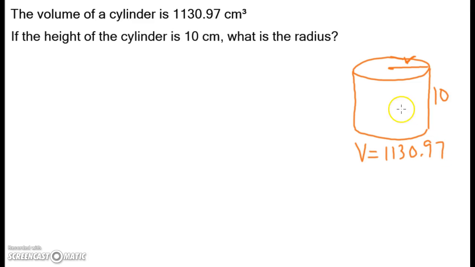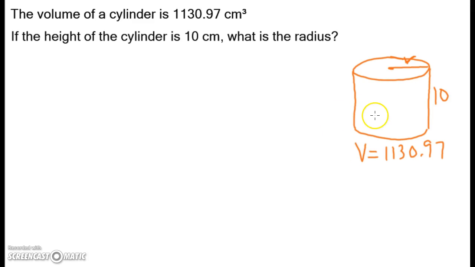1130.97 cubic centimeters. And the cubic centimeters, excuse me, is just the units. So please don't try to like cube this number or anything. This is just the units, and volume is always in units cubed because volume is in 3 dimensions.